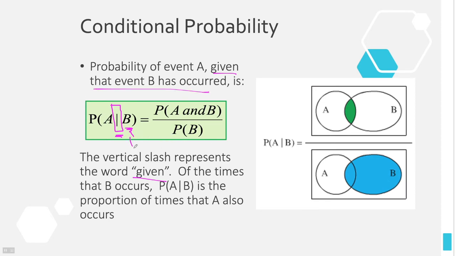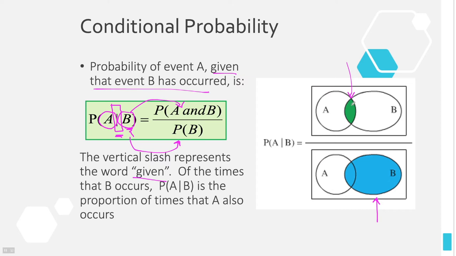So B always becomes our denominator in that case. The given condition is always our denominator, and then the overlap between the probability that we're looking for and our given condition, it has to be both, is going to be our numerator. And we don't have to memorize that. It's on our formula card for us. So we just look at our formula card and we can find out what the formula is. So this is a really nice picture of conditional probability.